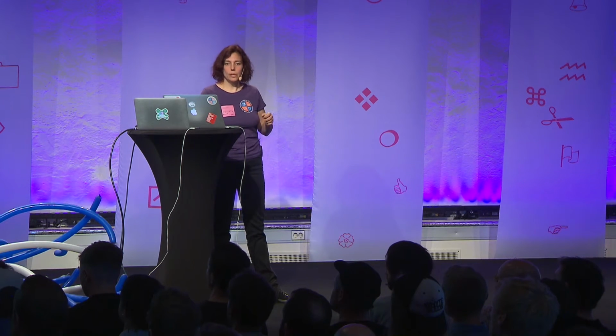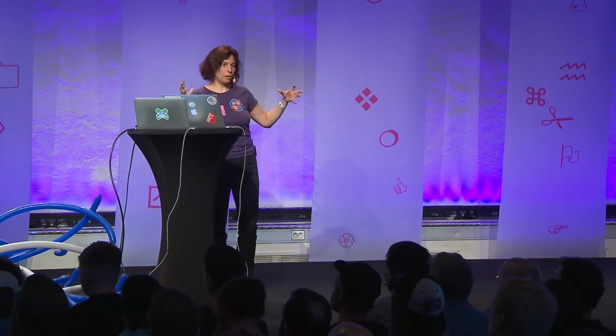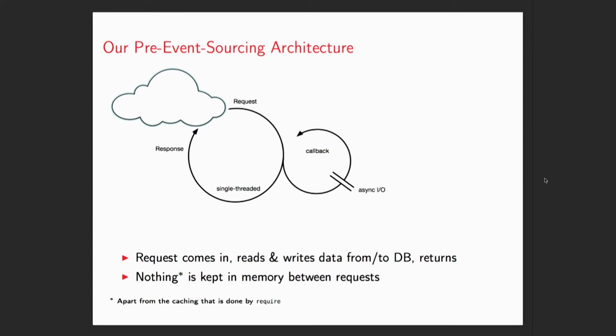Okay, so what was the overall architecture of our Node.js application? We had this standard loop. A request would come in, would go to the database, and then return a result, a response. And we didn't keep anything in memory between those requests. I mean, you have a little bit of caching from require, of course. But we didn't exploit this. We didn't actually put state into our required objects in order to keep track of something.